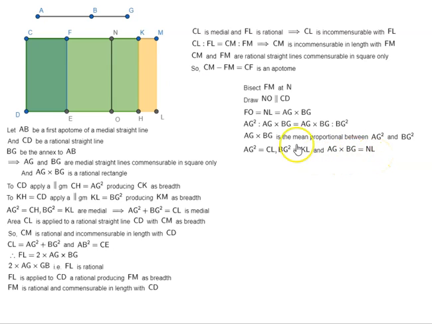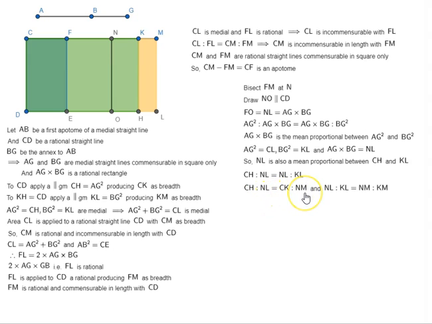How did we come to this? Because FL is 2 times AG by BG and N is the midpoint. That means NO divides FL into 2 equal parts. And FL is 2 times AG by BG. So NL is going to be AG by BG. So NL is also a mean proportional between CH and KL. Now CH is to NL equal to NL is to KL. That is what mean proportional means.